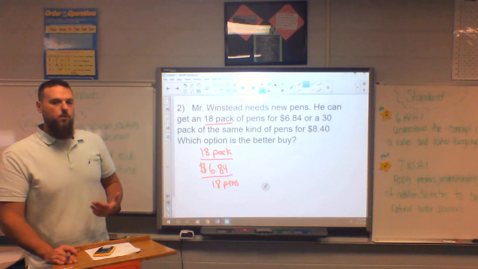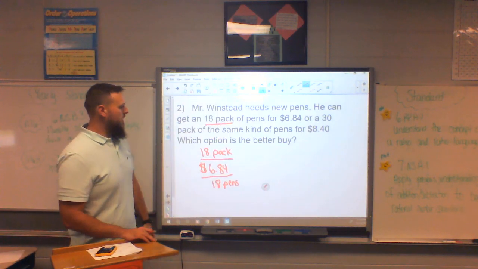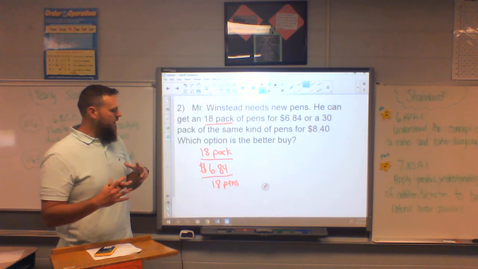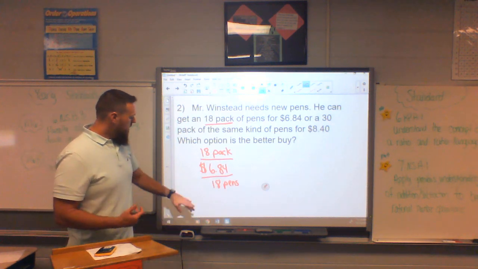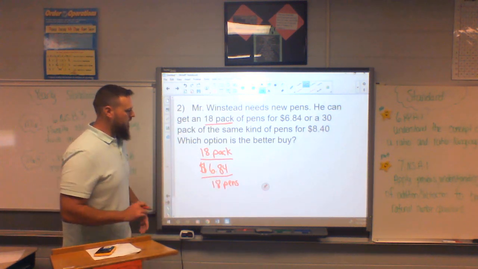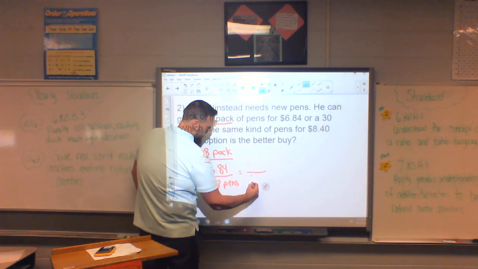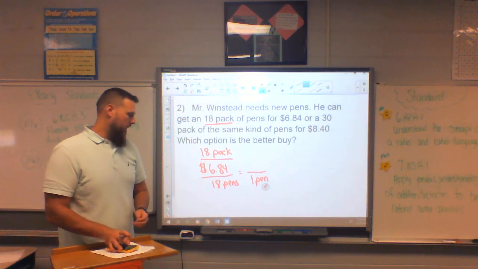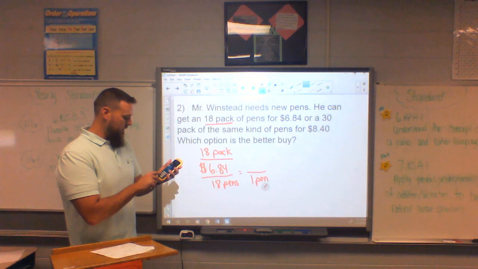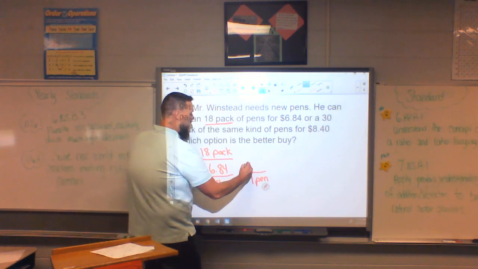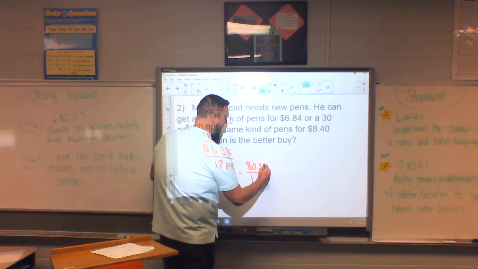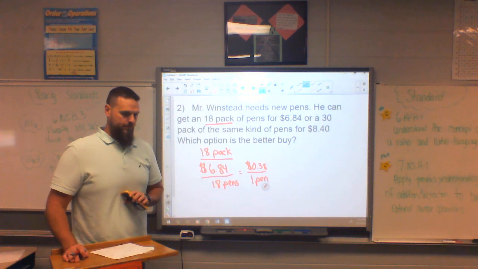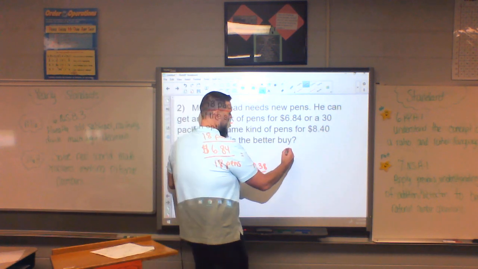Now, same thing as the problem before, I can't really look at this problem and see which one's the better deal. This one right here, it could be, and this one right here, it could also be, but I can't just look at it and see, so I need to find a common denominator so I can compare them. So the common denominator will be turned into a unit rate because our denominator is always 1. So I want to know how much is it going to cost me for just one pen. So again, use your calculator, $6.84 divided by 18, you get 38 cents per pen. So if I buy the 18 pack of pens, each pen that I use is going to cost me 38 cents. Okay?